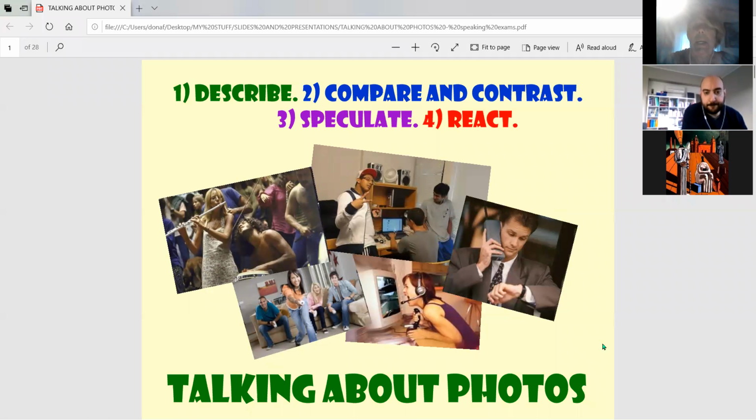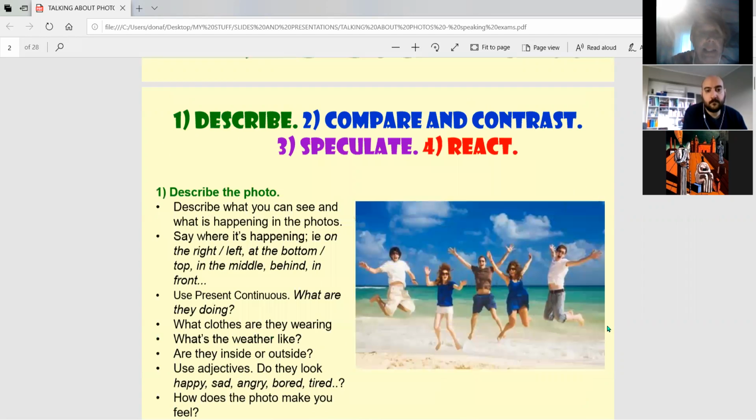Yes, okay. So the four words that you always have to remember when you have to describe something, and you are given a certain time to do it that could be maybe too long for you, are: 1, describe; 2, compare and contrast if you have 2 or more pictures; 3, speculate; and then just at the end, react. And this should be the order in which you describe your photos. Okay, let's start.